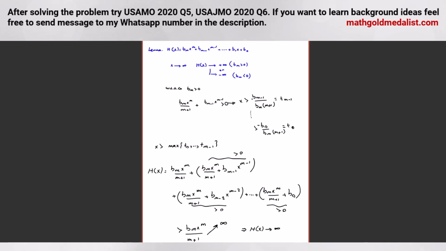How did we get that bm x raised to m over m plus 1 plus bm minus 1 x raised to m minus 1 is greater than 0? Because of this. Do you agree? We said I want to find x's such that this one is positive. Do you agree then x is greater than this? Then similarly I define for b0, b1 to this, so t0 to this. If x is greater than this, we have all these conditions. So I said, suppose x is greater than the maximum of them to satisfy all these conditions.